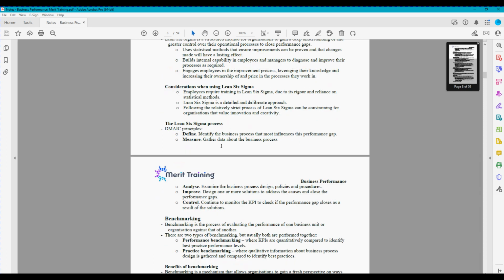There are essentially DMAIC principles behind the process of Lean Six Sigma. DMAIC stands for the first letter of each of the steps in the process: define, measure, analyze, improve, and control. Define is so we know what the performance gap is, so our wages are behind. So what is the actual business process? In this case, it might be rostering our staff on. Maybe there are some inefficiencies there.